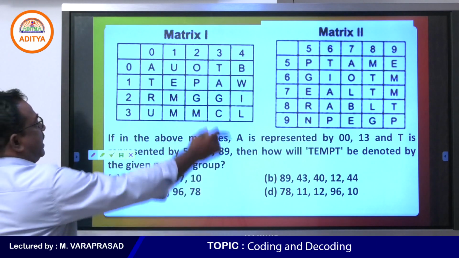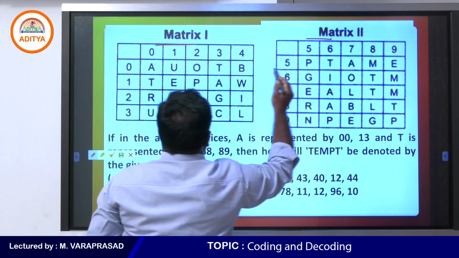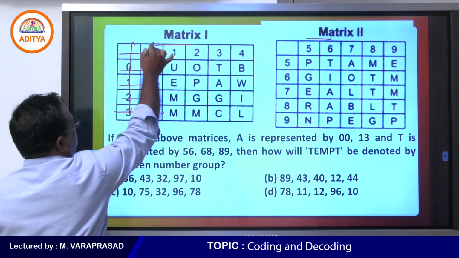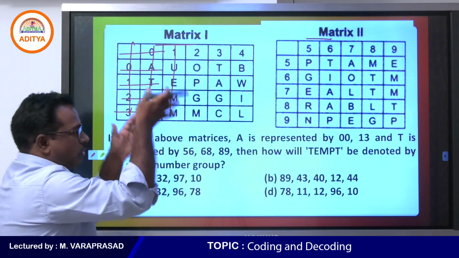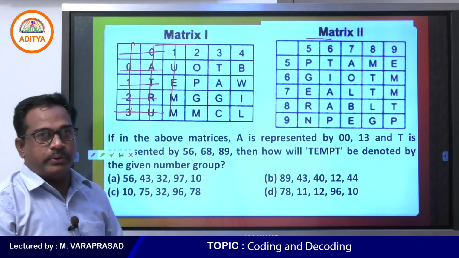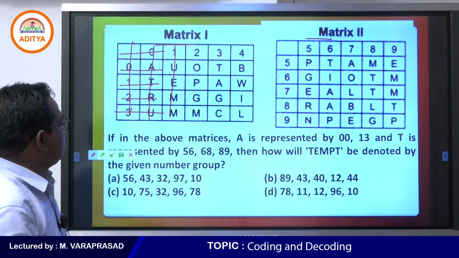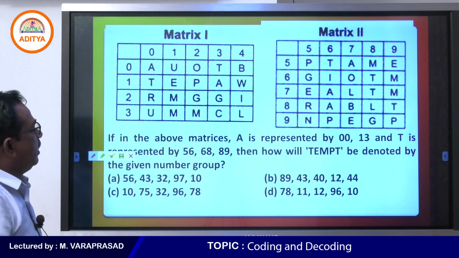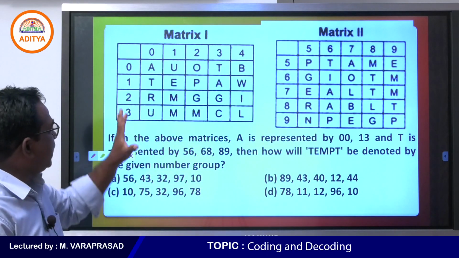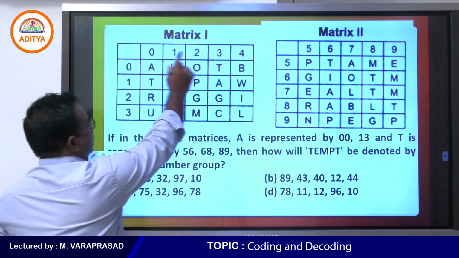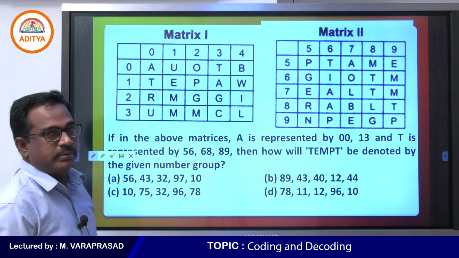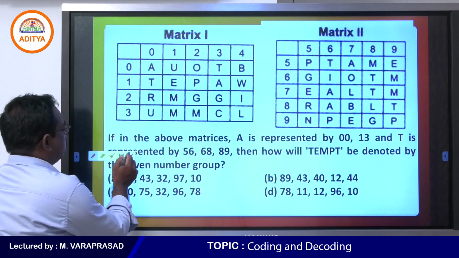Here this is matrix 1 and this is matrix 2. So these will be called columns, these will be called rows, and these will be called columns. So rows and columns. Generally, row by column we will take. Now see here what is given. Matrix 1 is given, matrix 2 is given. In matrix 1, numbers 0 to 4 will be there, and in matrix 2, numbers 5 to 9 will be there.